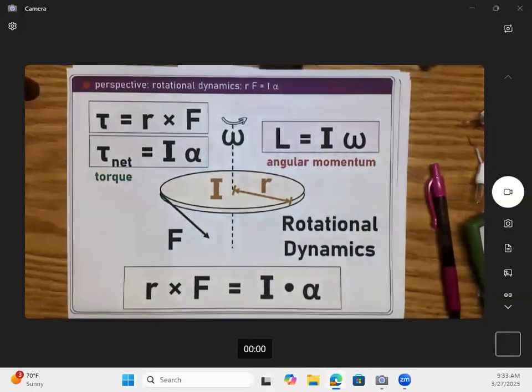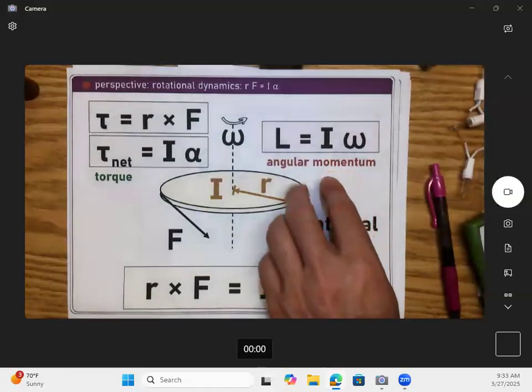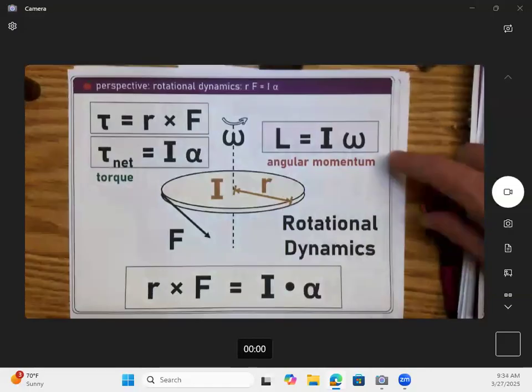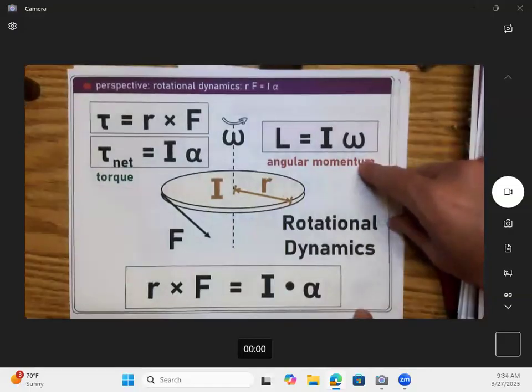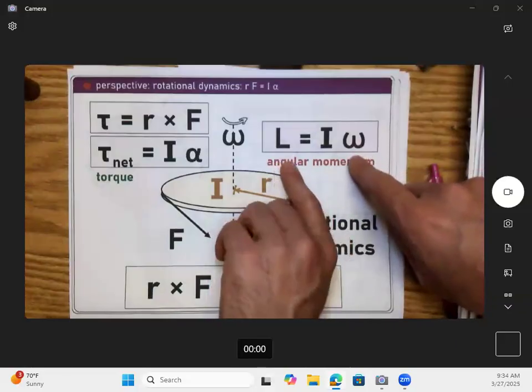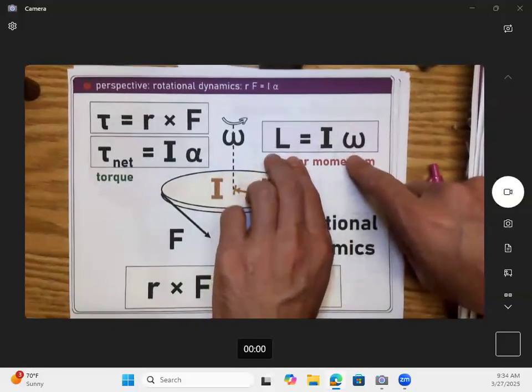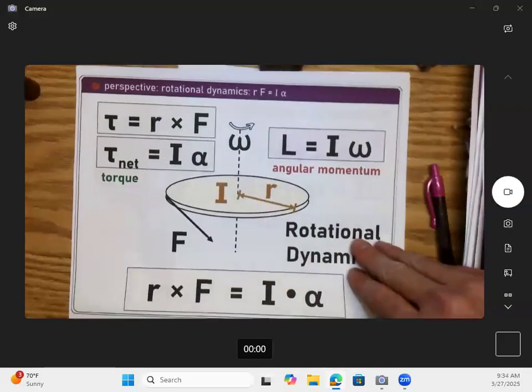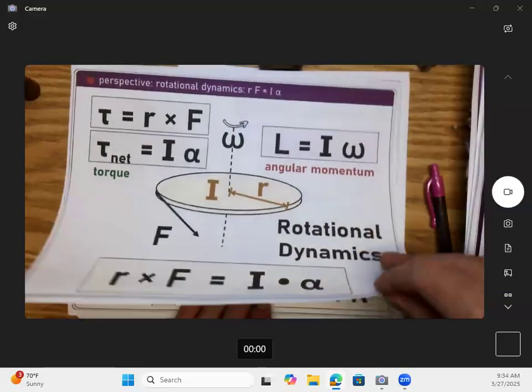Spinning up. Okay. Also, while the disk is spinning, it's going to have some angular momentum, so I times omega. And if it's rotating faster, here, guys, would this value be constant or would it be increasing? Increasing. Right, okay, here's your R F equals I alpha.